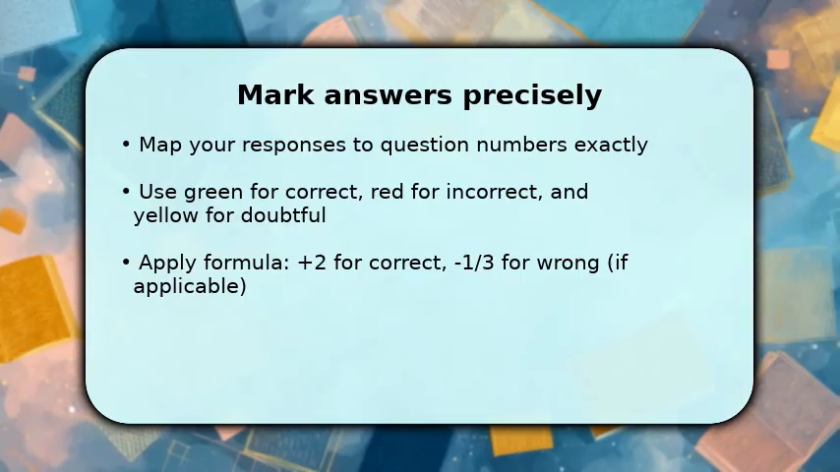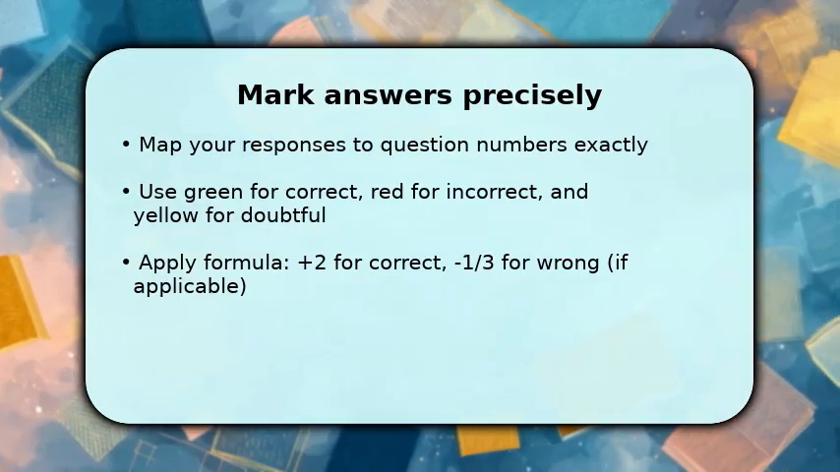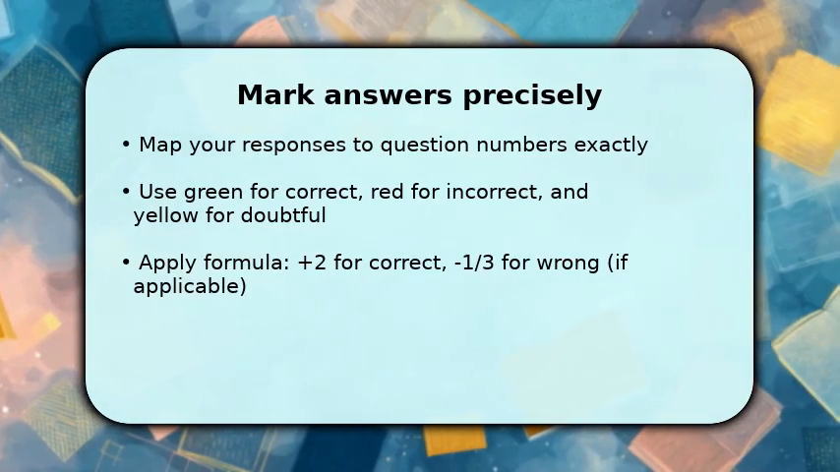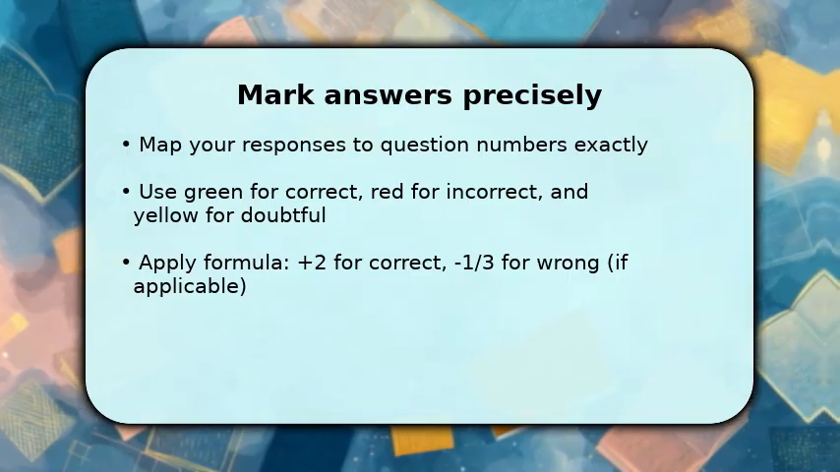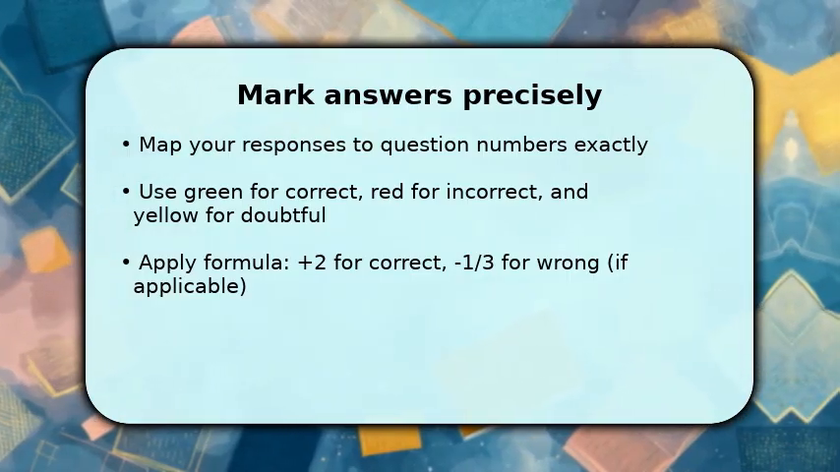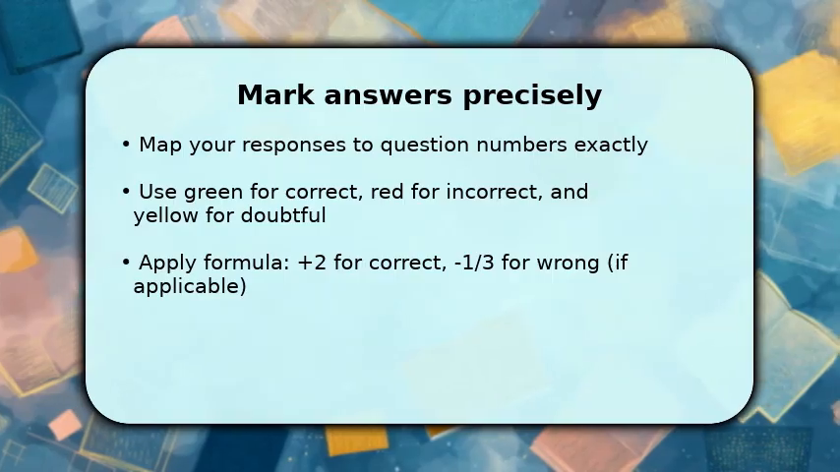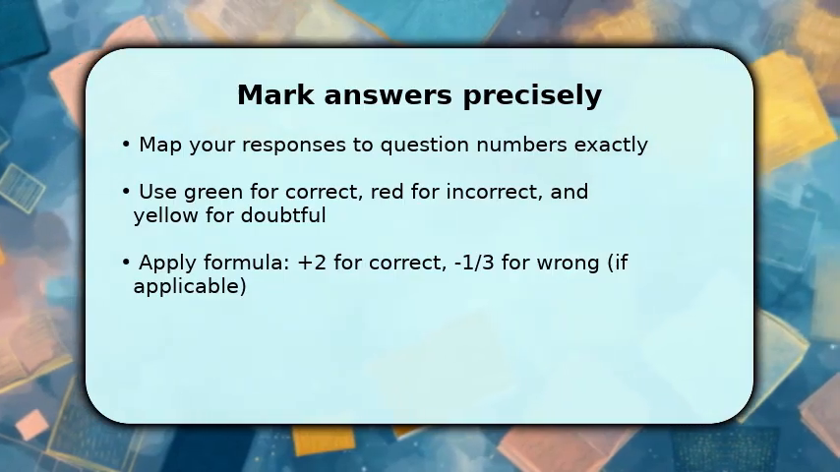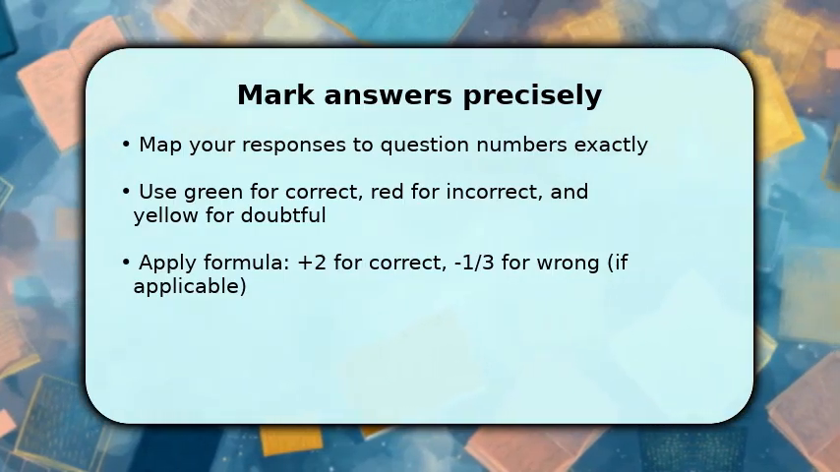Now compare each of your recorded answers to the published key, question by question. Use a consistent marking system on your notepad: green for confirmed correct, red for wrong, yellow for doubtful, so you don't lose track. Tally correct and incorrect counts as you go.